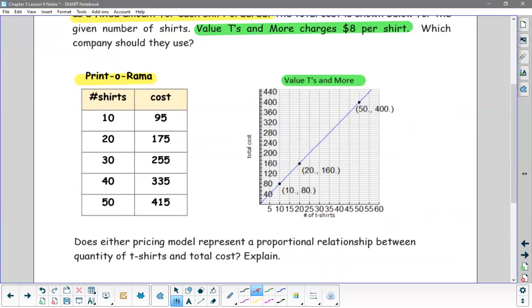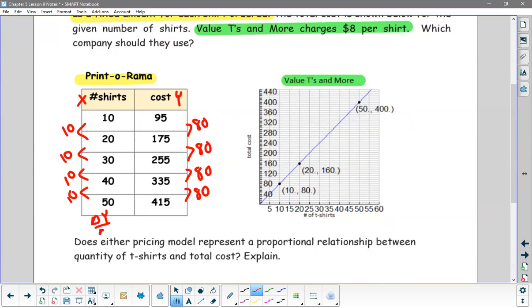Let's start with the table. It's proportional if it has a constant rate of change. Money is always our y value. Number of shirts would be the x. If we see how it changes, it's going by 10, 10, 10, and 10. Over here, it's going by 80, if you did 175 minus 95. And if you did this with your calculator, they all turn out to be 80 as well. So if we did this down below, change in y over change in x, we end up with 80 over 10, which reduces to 8 over 1.